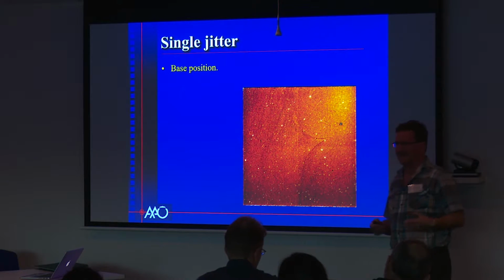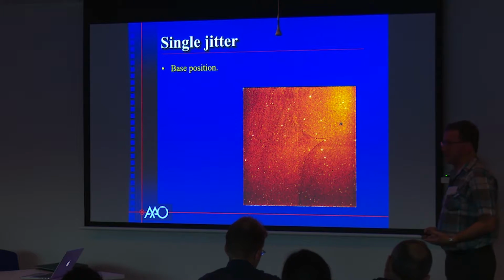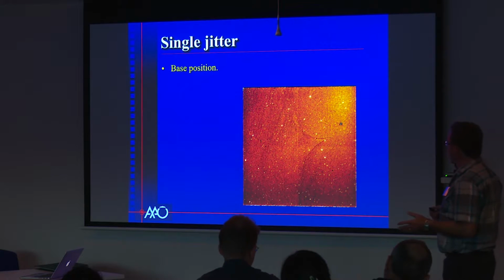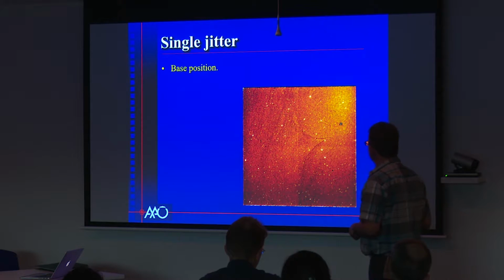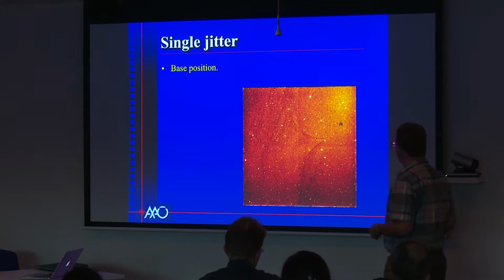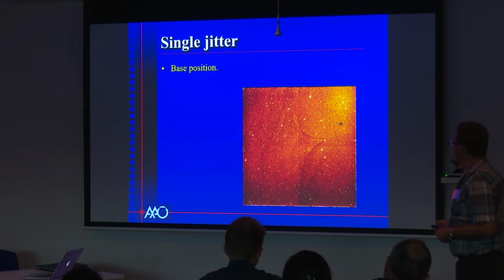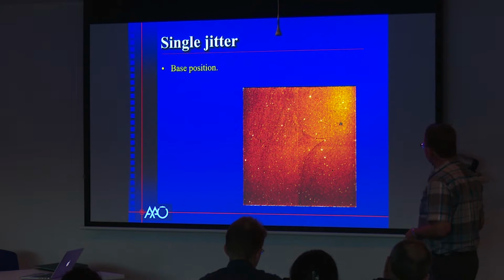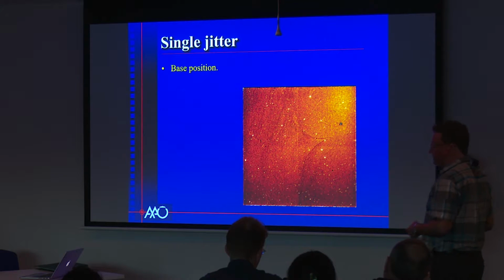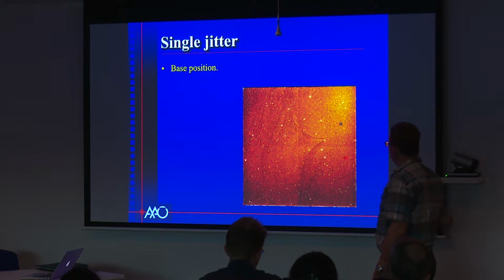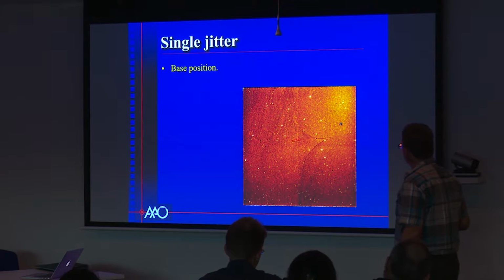We'll start with a single jitter, possibly also known as a nod. The idea is you take your first exposure at a particular position on the sky, which includes your object of interest. And when you read it out, this is a very raw image from the IRIS-2 camera on the AAT. There are a few stars in the field, but mostly what you're seeing is a bit like a flat field, because you're filling all the pixels with light, albeit not of uniform intensity. This is just from the sky, which, as you know, has some of that structure.